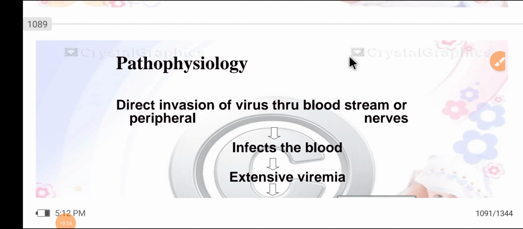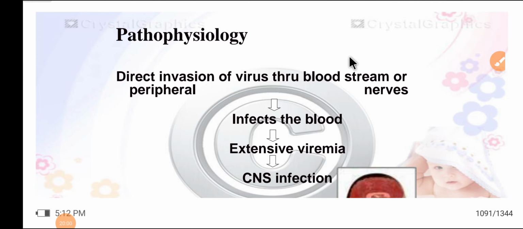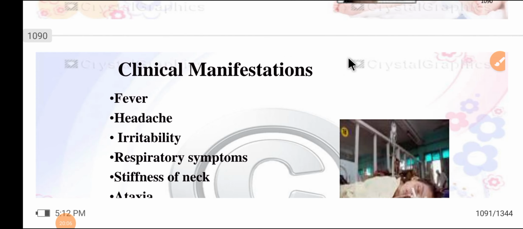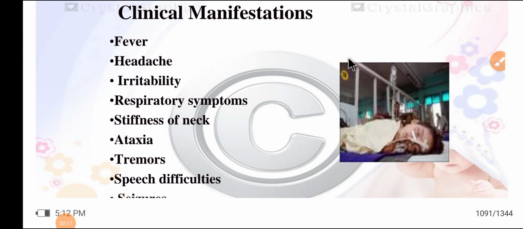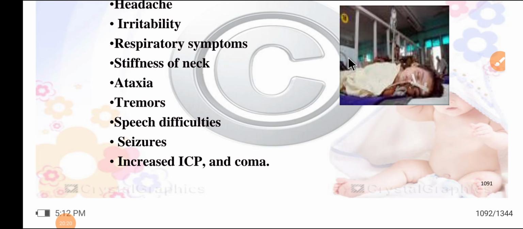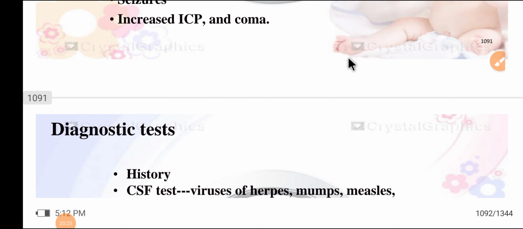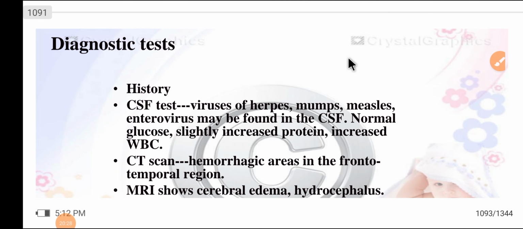Pathophysiology: direct invasion of virus through bloodstream or peripheral nerves, infect the blood, extensive viremia, CNS infection. Clinical manifestations: fever, headache, irritability, respiratory symptoms, stiffness of neck, ataxia, tremors, speech difficulties, seizures, increased ICP and coma.